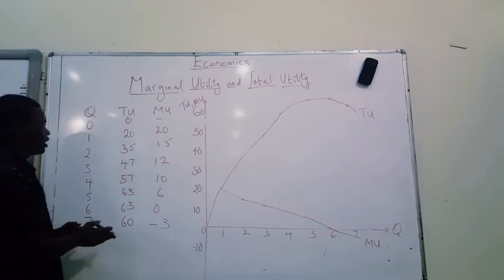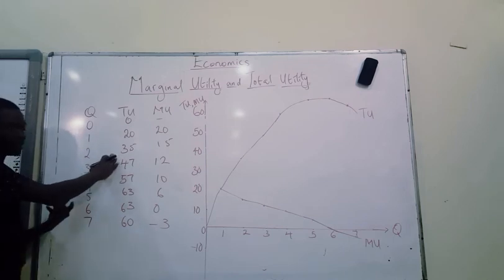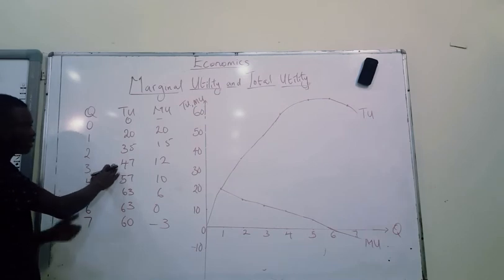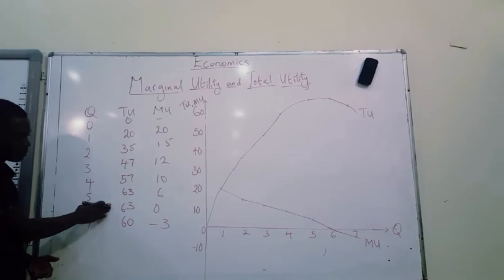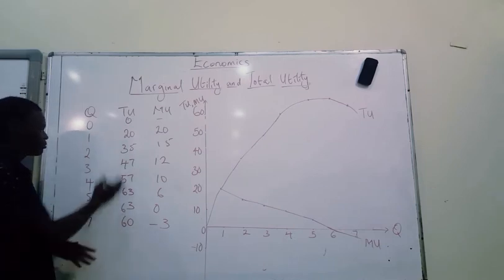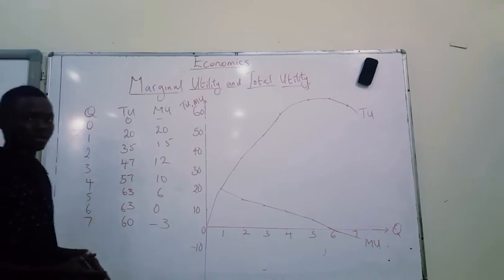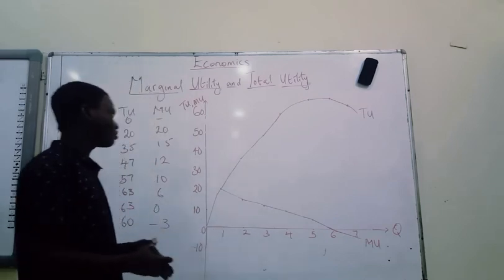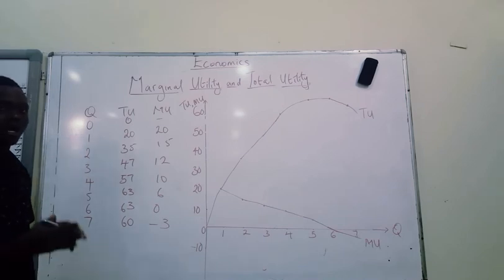Look at it. Total utility was 20 before. It became 35. That is a plus 15. It became 47. That is a plus 12. So 15, 12, those are decreasing numbers. Then 57, a plus 10, 63, a plus 6. 63 again, so nothing at all. So you can see that the difference is reducing. Although it's a plus to total utility, it is reducing the rate at which the total utility is increasing.